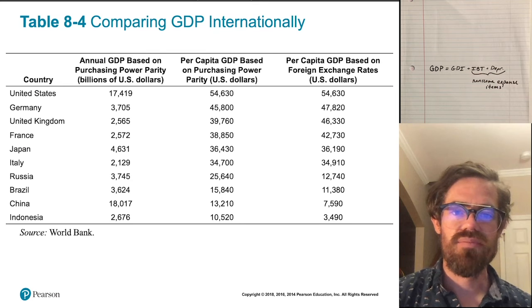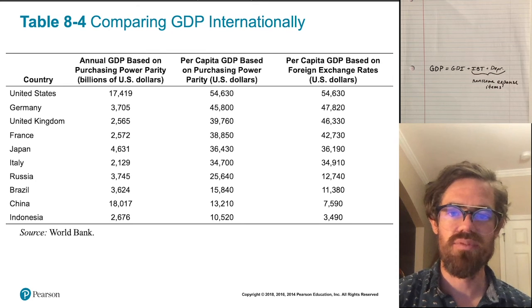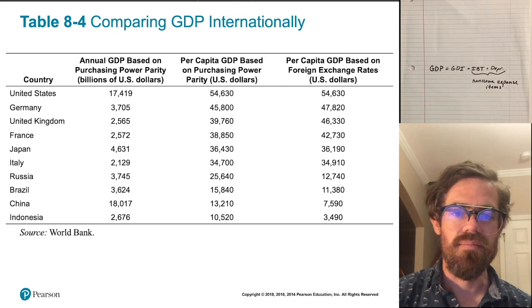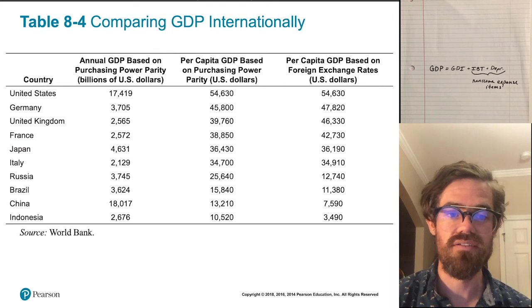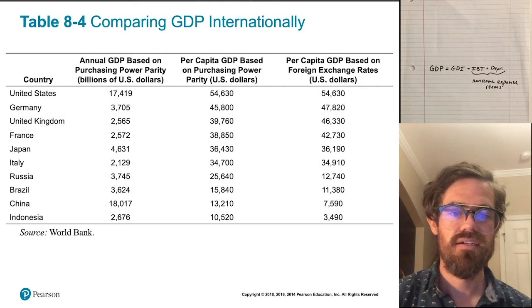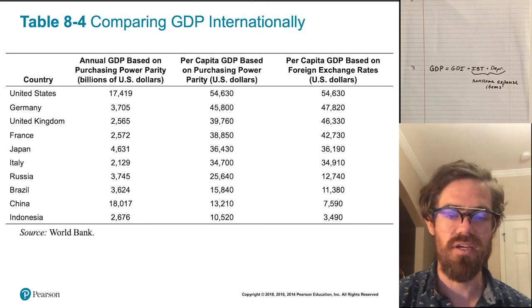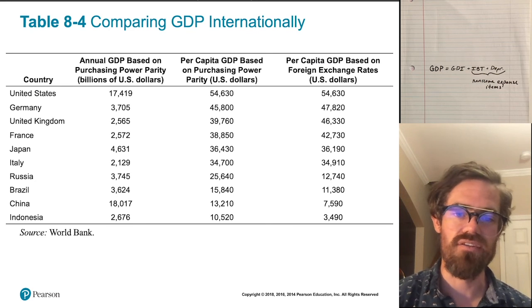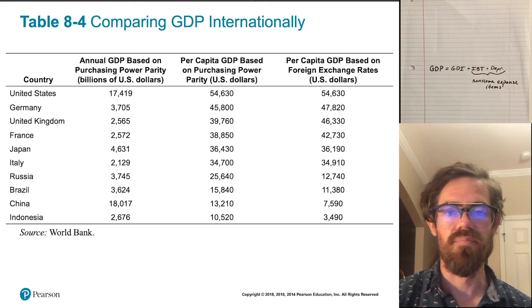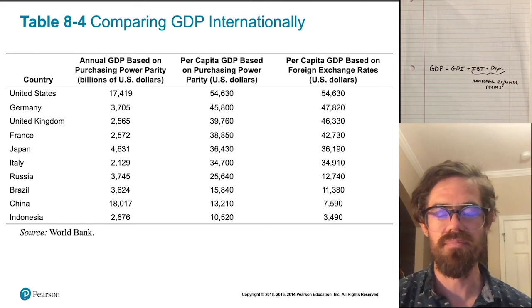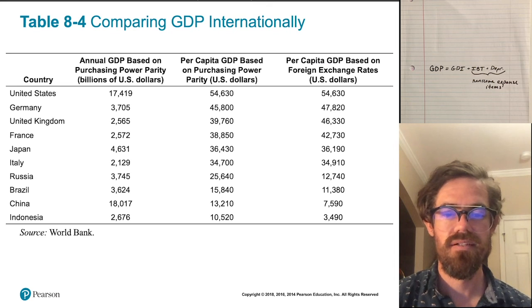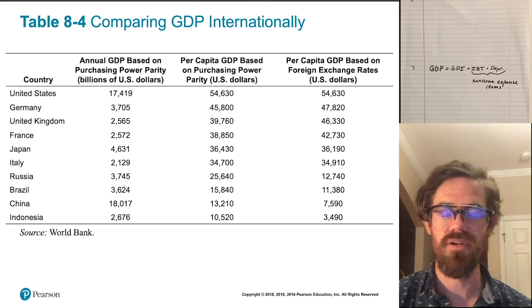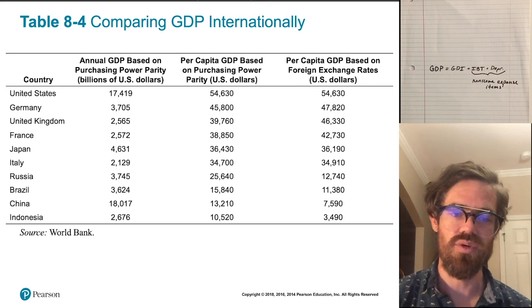The center column is per capita GDP, also based on purchasing power parity. And again, looking at that, the United States is actually the best off per person. So even though China in total has a bigger economy when taking into account cost of living differences, on a per person basis, the United States is doing much better. Looks like almost 4 times as well, right? So somebody in the United States is almost 4 times as well off as someone in China.